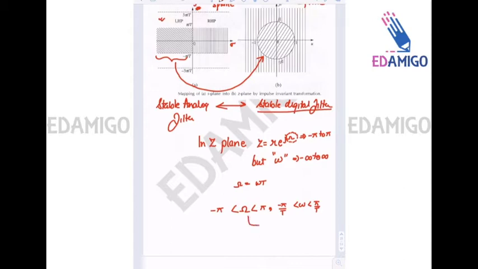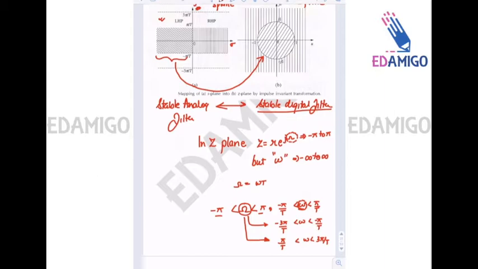So sigma will be from minus pi to pi when omega is between minus 3 pi by capital T to minus pi by capital T. Sigma, the digital frequency, will also be from minus pi to pi when omega is from pi by capital T to 3 pi by capital T. So what I am saying is omega will vary from minus infinity to infinity, but the digital frequency will always be from minus pi to pi only.